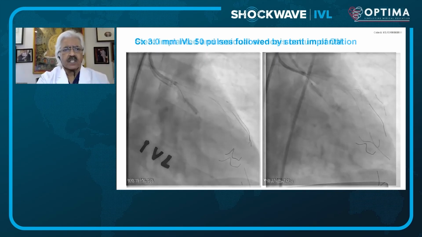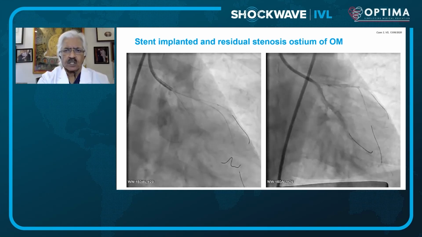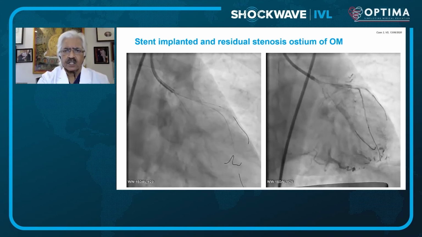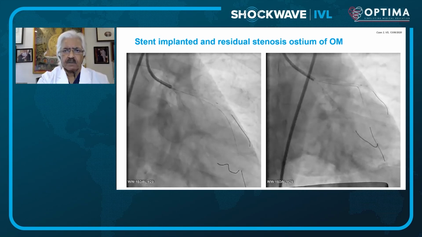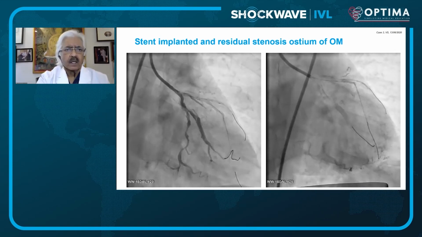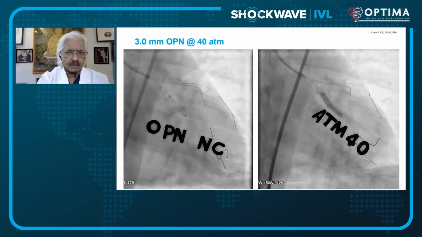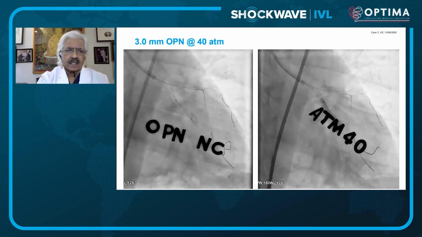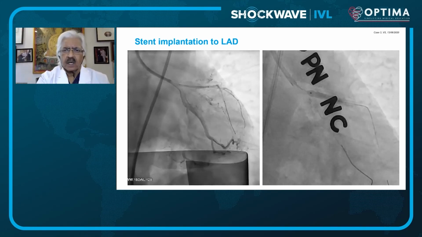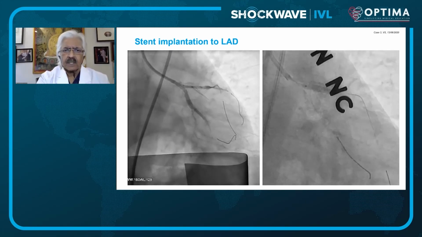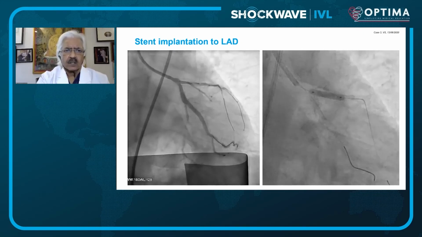Having done that, a stent was implanted into the circumflex, and you can see here that there's a residual stenosis after high pressure dilatation at the ostium of that OM, where the stent transitions from the main circumflex into the OM. So an OPN, an ultra high pressure balloon, was taken up to 40 atmospheres at that point, which looks adequately dilated. And of course the LAD was stented and optimized. However, if you actually look, the circumflex still shows an indentation at the origin of the OM.